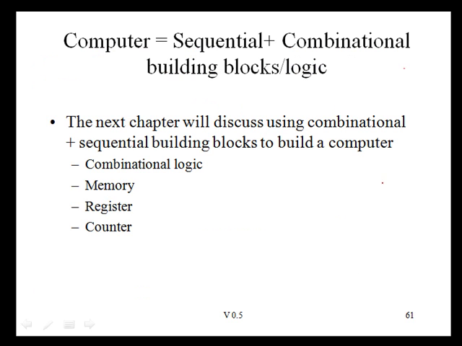This concludes our review of digital systems. Next chapter, we're going to use these sequential and combinational building blocks to build a very simple computer. The computer will contain combinational logic, it will contain memory, it will contain a register, and it will contain a counter. So we will use all the elements that we've just discussed in this lecture.